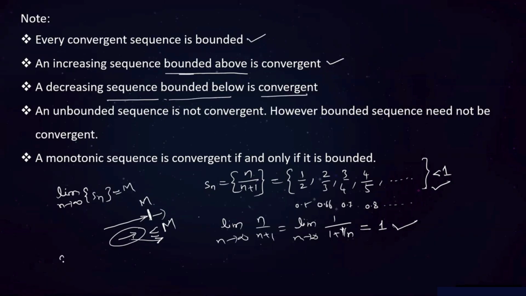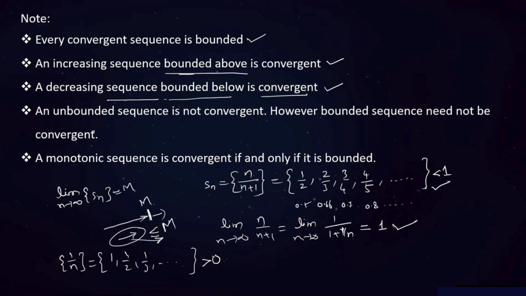A similar idea you see when you take the sequence 1 by n. Clearly, it is a decreasing sequence: 1, 1 by 2, 1 by 3. And it is even bounded below, because all the numbers in the sequence are greater than 0. There is a clear boundary for this, right? So when you are given a sequence which is decreasing and bounded below, if you take the limit as n tends to infinity, we get the limit as 0. Even in this case, the sequence is convergent.